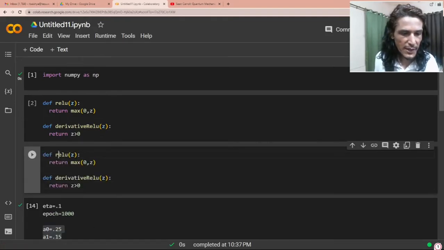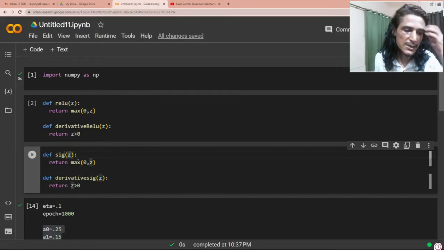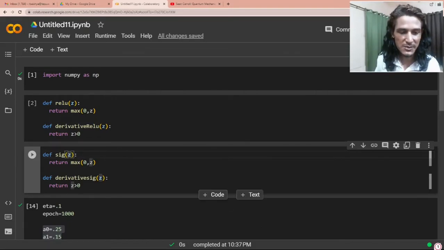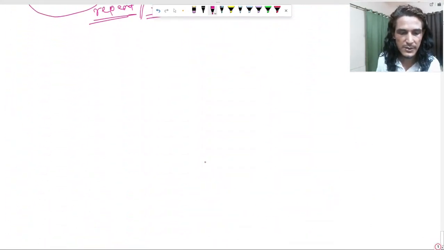It means we should have a function called sigmoid, which we should be able to call whenever we want. This name could be anything, so I'm calling it sig, and then the derivative of sig. And then sigmoid of g. What is this sigmoid function? Let me write it, I have never mentioned it here. The ReLU function we have seen. Now we see what this sigmoid function is.